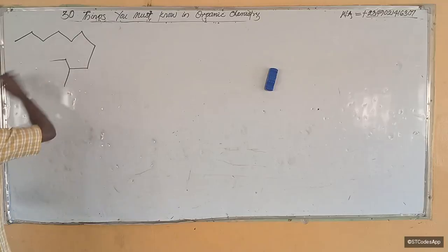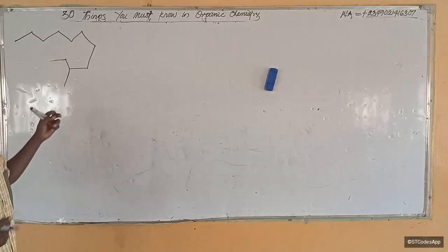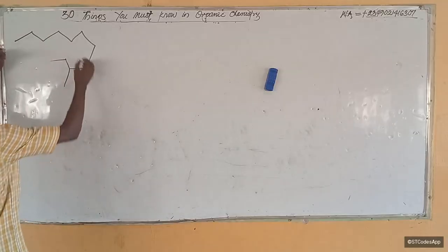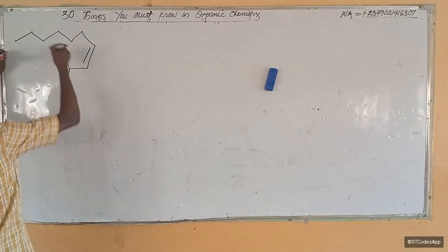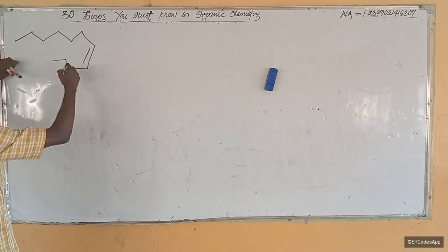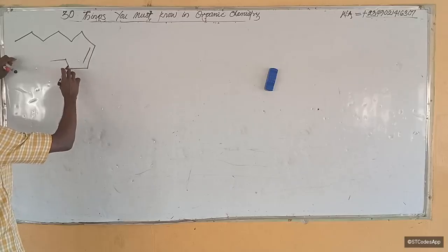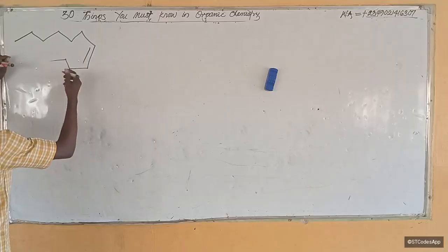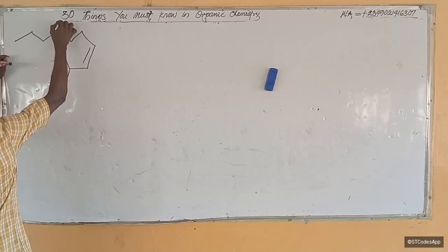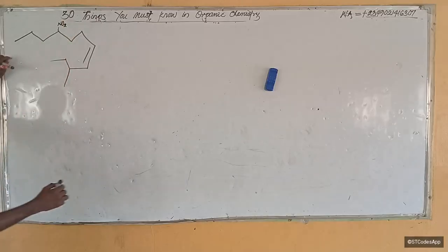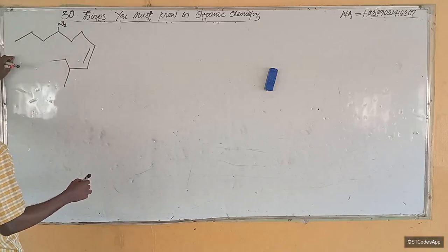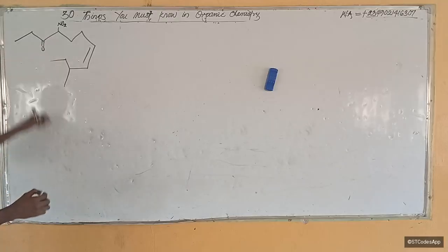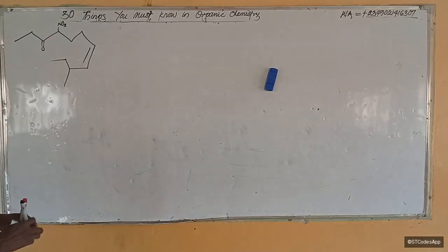Then you might be thinking that we shouldn't start with something complex. Actually, this thing is not complex at all. Just watch. Let's say I wanted to put a double bond here, then let's put a nitro group here. Let's put a carbonyl here. All right.